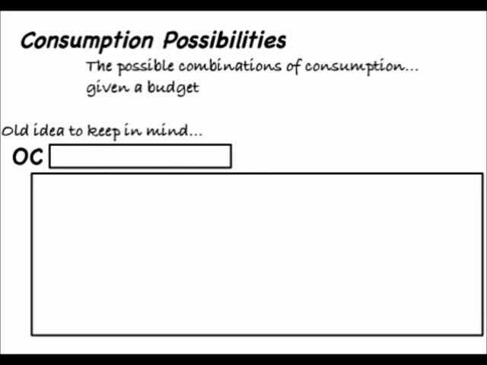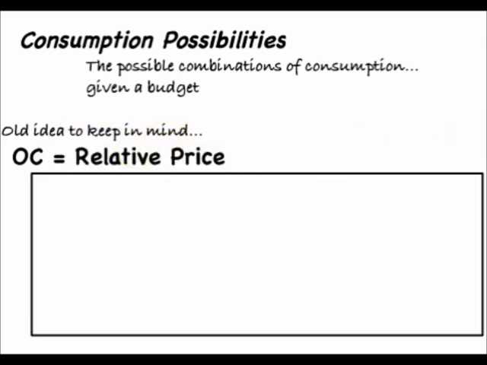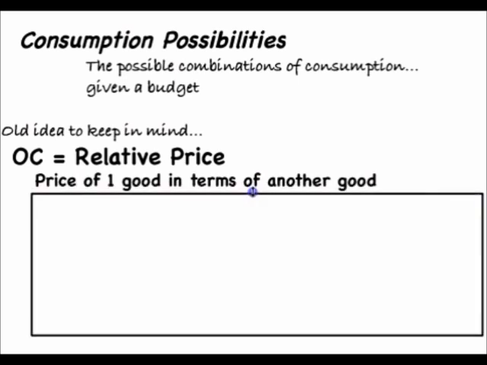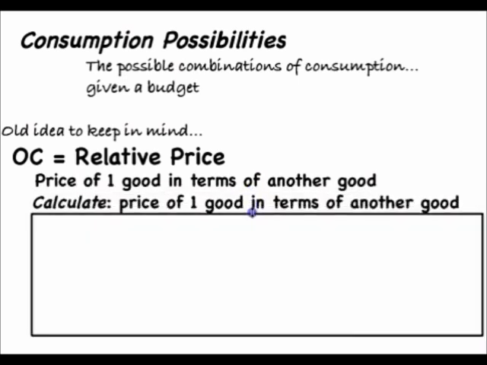However, an old idea that we do need to keep in mind is opportunity cost. And the thing that we want to consider with opportunity cost in this context is really relative price. We're going to be studying two different products that are normally consumed, the price of each product and the budget given. And what we want to be able to do is assess the relative price of one item in terms of another good. We have to be able to calculate this. It's actually a very simple process to do.